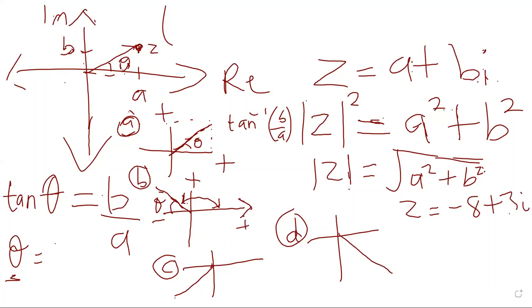So in this case, where imaginary is positive and real is negative, let me erase this. Here's what you do. You find the tan inverse first.